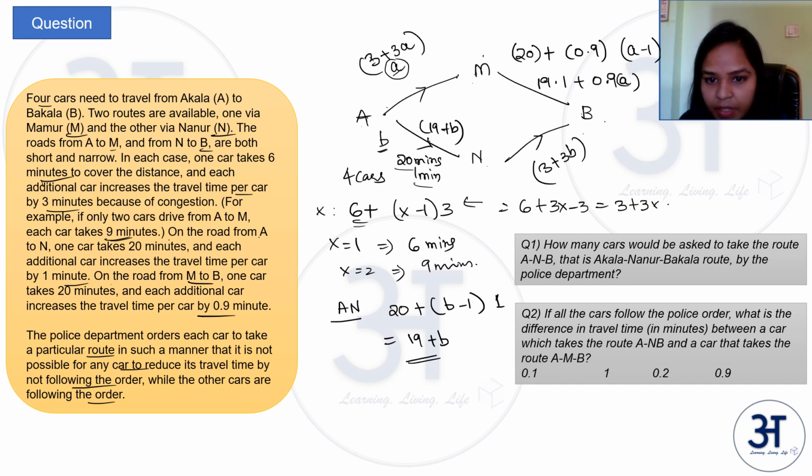How many cars would be asked to take the route A and B by the police department? So they are asking what is B. Similarly, the second question asks the difference in the travel time. So we should essentially find what is A and what is B. So let us find that.